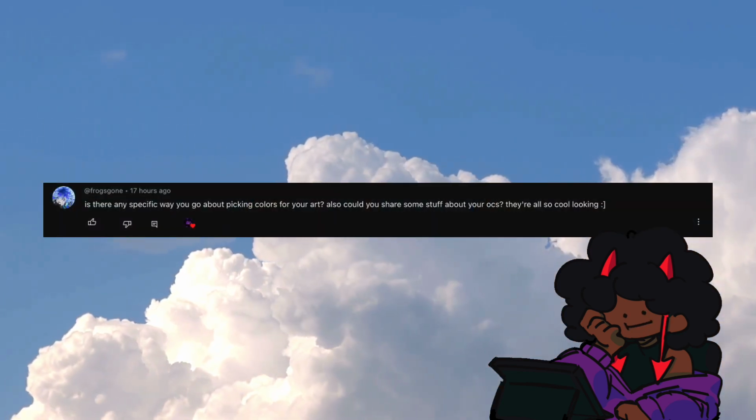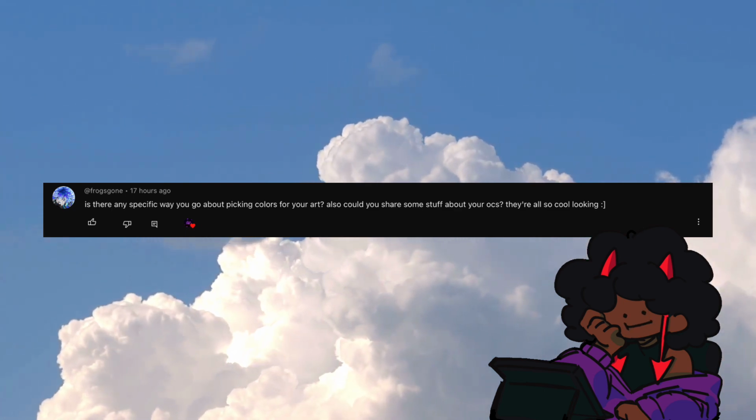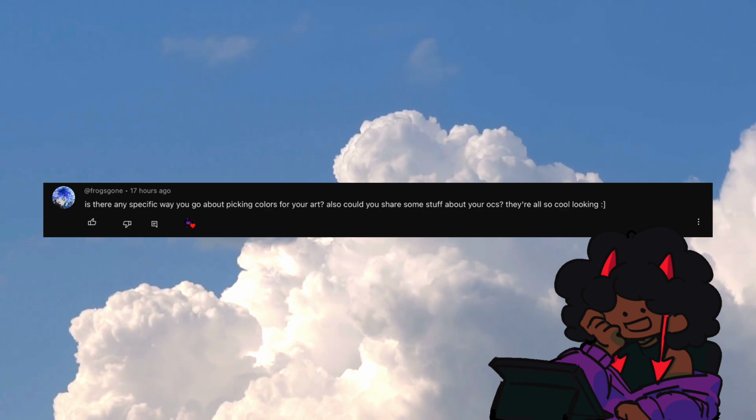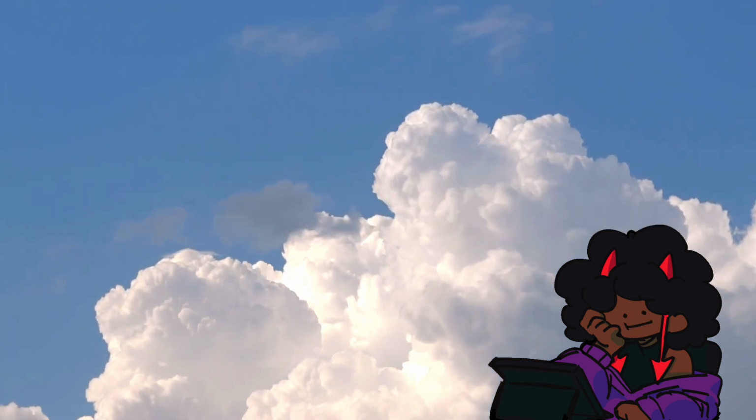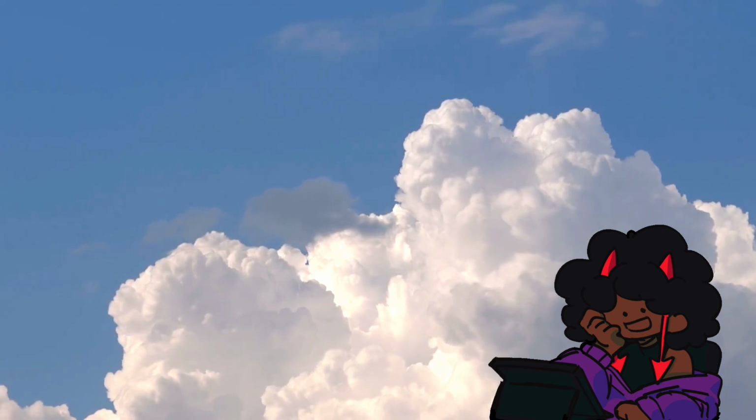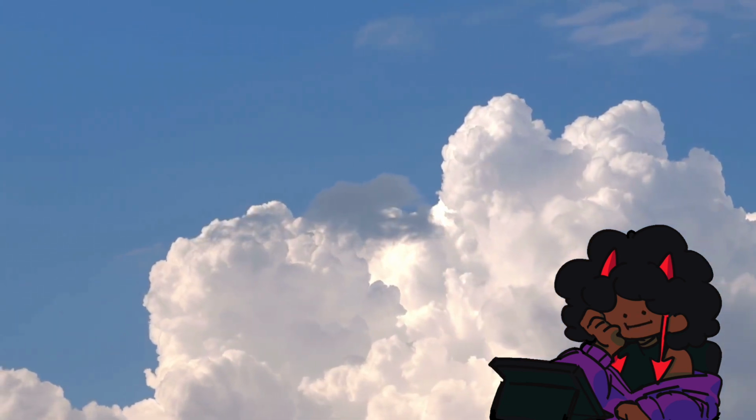Is there any specific way you go about picking colors for your art? Also, could you share some stuff about your OCs? They all so cool looking. I can't read. I don't have my glasses. I don't know where I put my glasses.